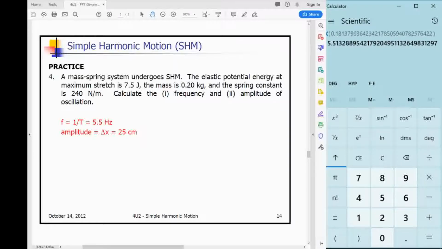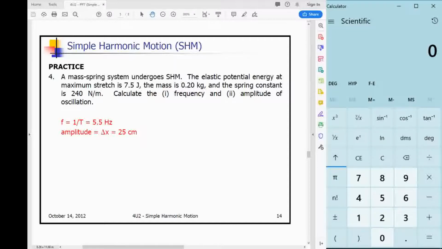Now it says the elastic potential energy at maximum stretch is 7.5, so we need to find the amplitude of oscillation. So we're going back to our equation for elastic potential energy, which is 1/2 kx squared, or 1/2 k delta x squared.